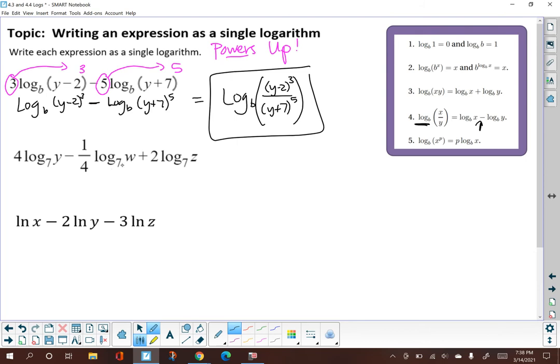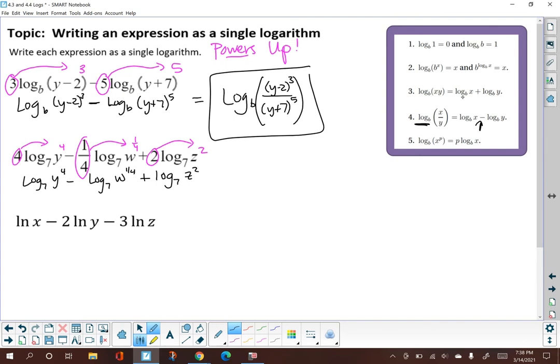So here's one where we have 3 logs that we want to condense. So again, I like to start by bringing my powers up. So this is going to be a fourth power. This is going to be a 1/4 power. It's okay that it's a fraction. And that's going to be a second power. So our expression looks like log base 7 of y to the fourth minus log base 7 of w to the 1/4 plus log base 7 of z squared. So I've got my powers up now.